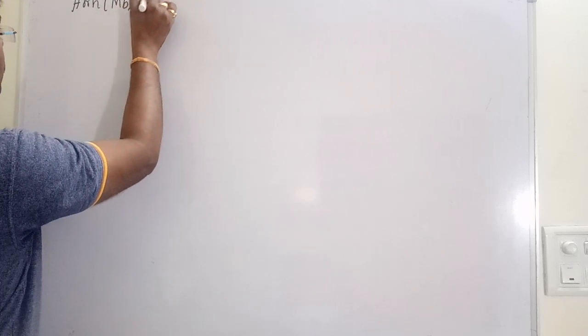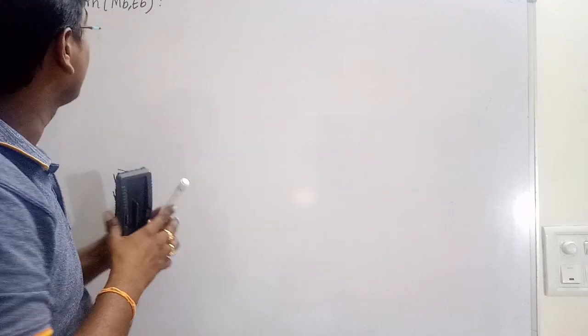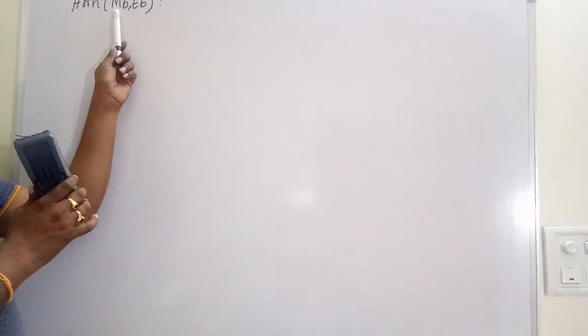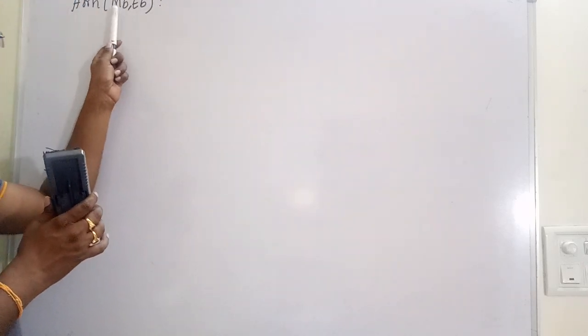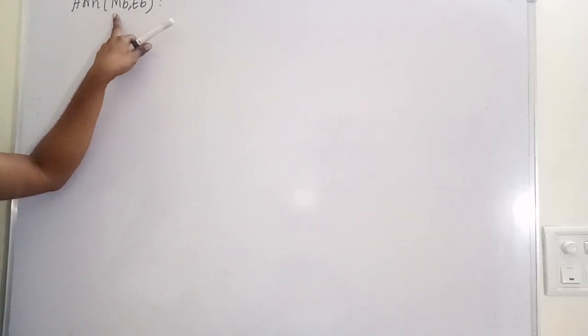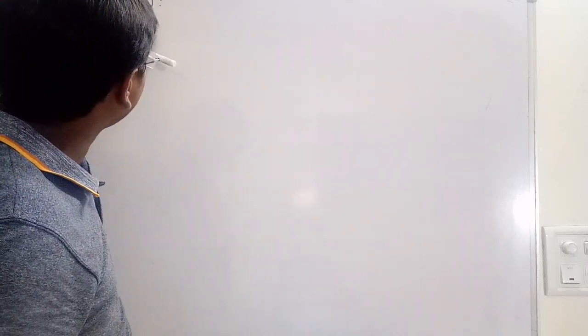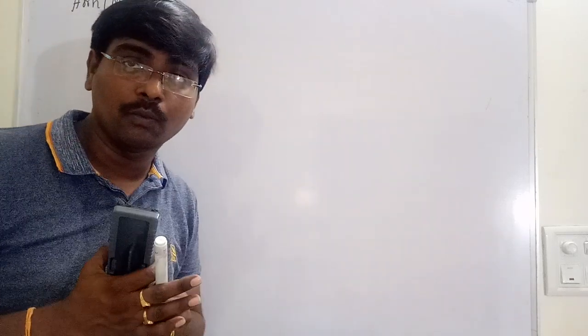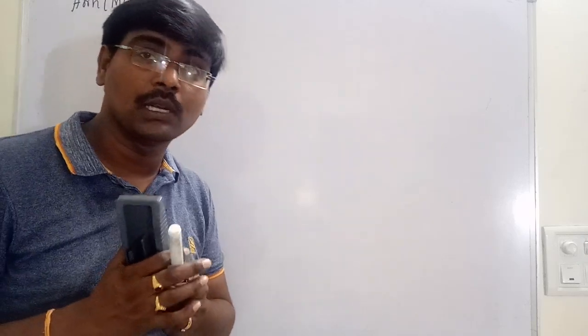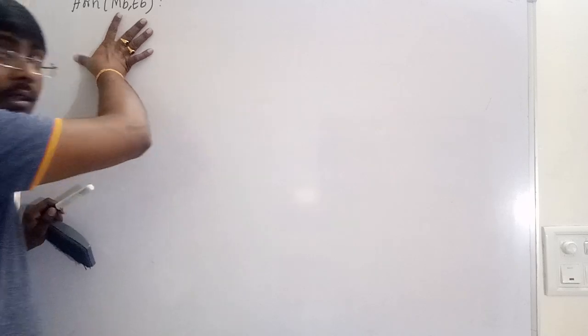MB, EB. Okay. Here these are the two inputs for the Horn class: the membership oracle and the equivalence oracle. We are giving two inputs, the membership oracle and equivalence oracle, to this algorithm.